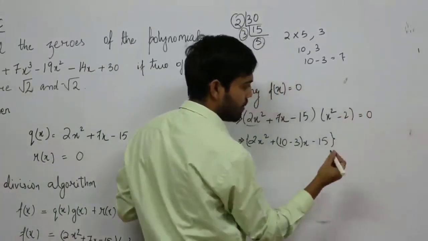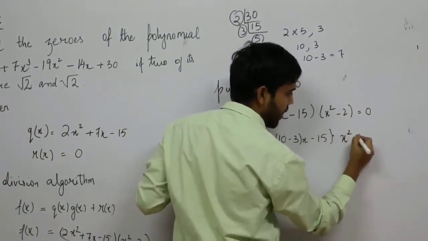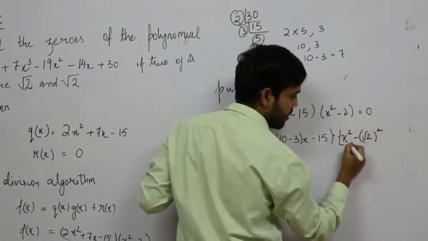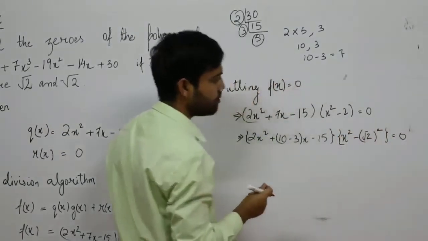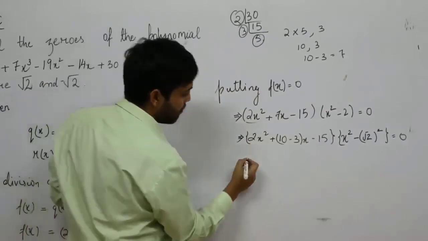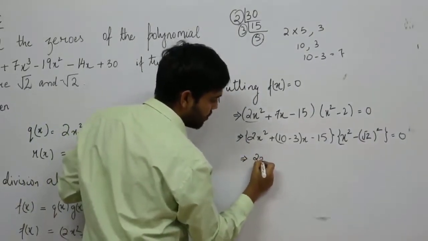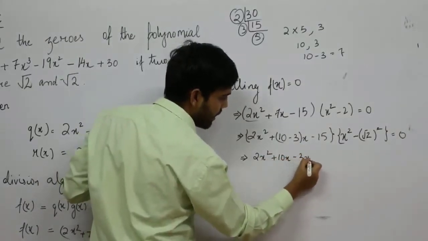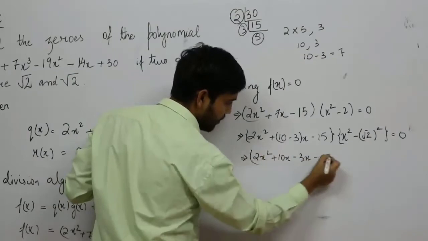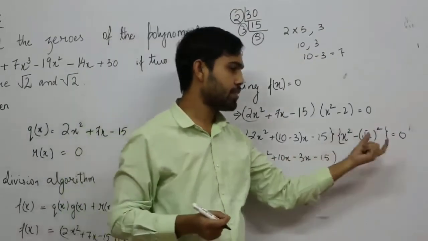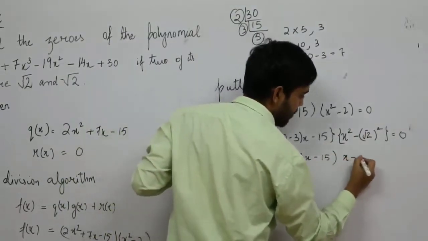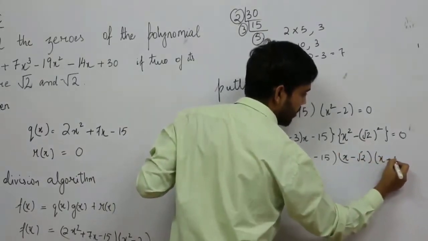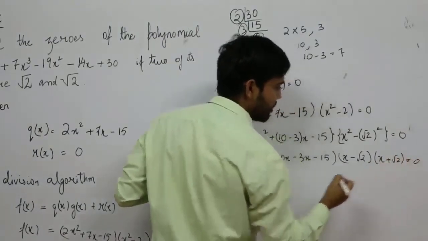This term I will not have like this. Let me write it in this way. I can write 2 as root 2 squared, right? So again from here, I have 2x squared plus 10x minus 3x minus 15. And this is of the form a squared minus b squared, so this is a minus b, a plus b. This is equal to 0.